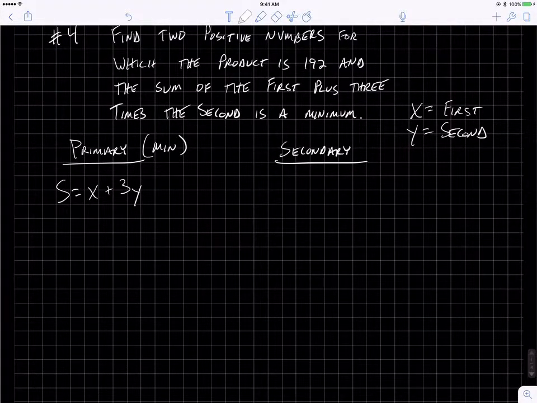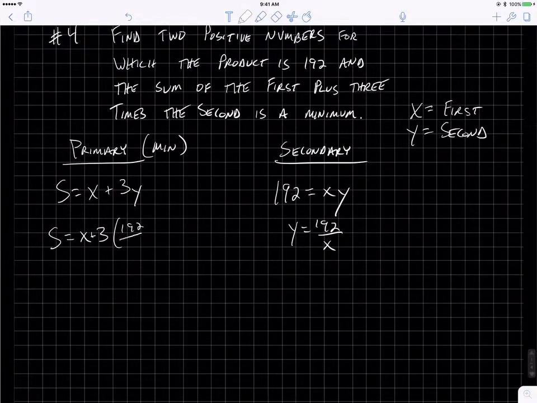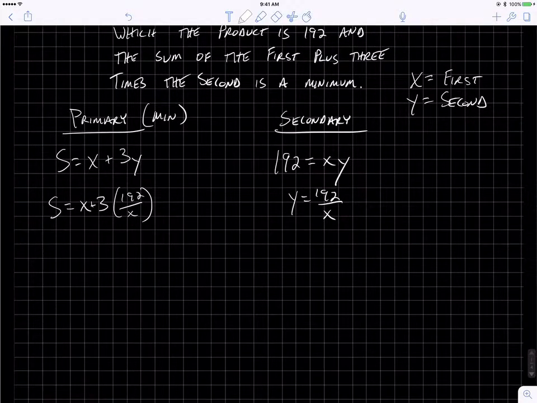The problem is that it has 2 independent variables, x and y. So I need a secondary equation. It says that their product is 192. So I can use the secondary equation to solve for one of the variables, substitute that into the primary equation. Now it's all one variable. So now I can go find its maximum or its minimum. And I want the sum to be a minimum.